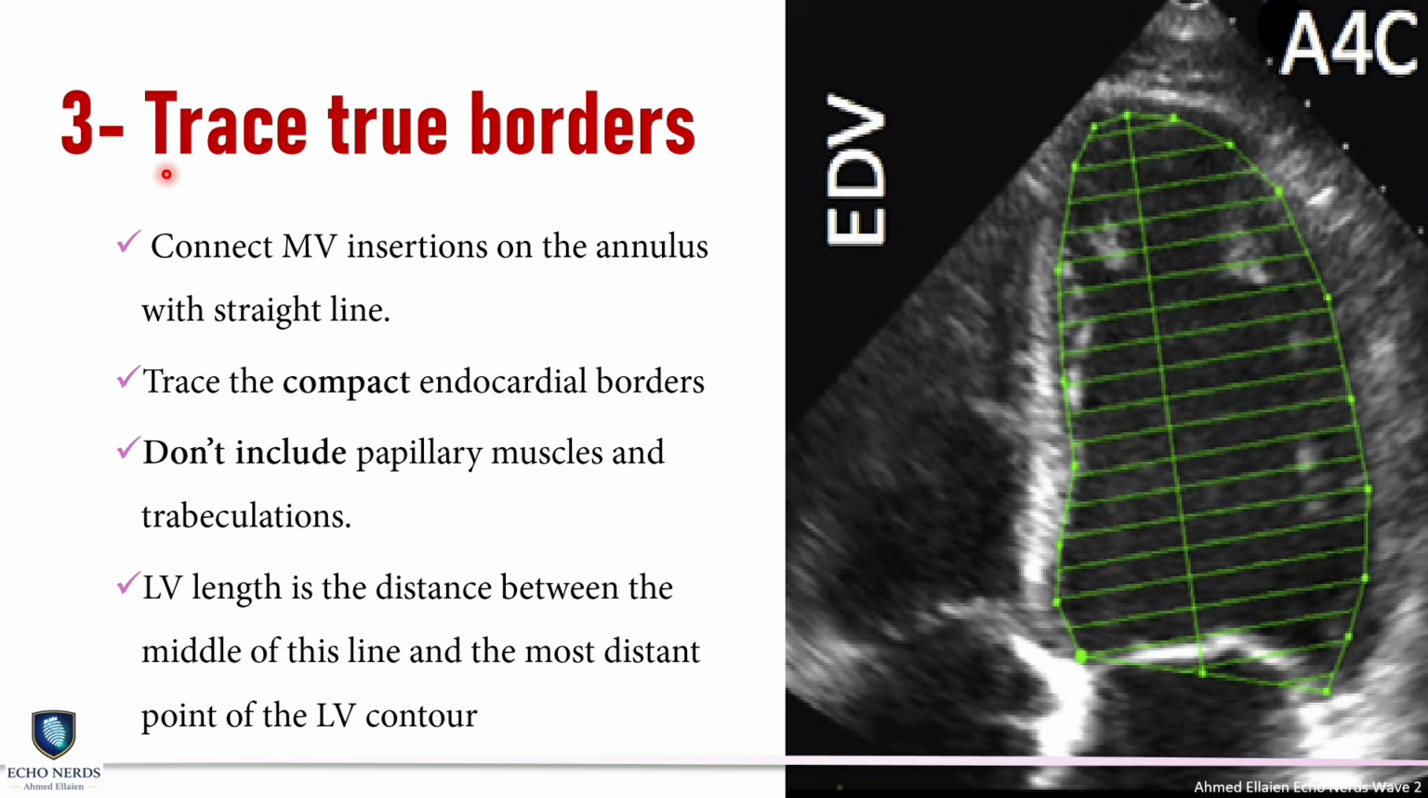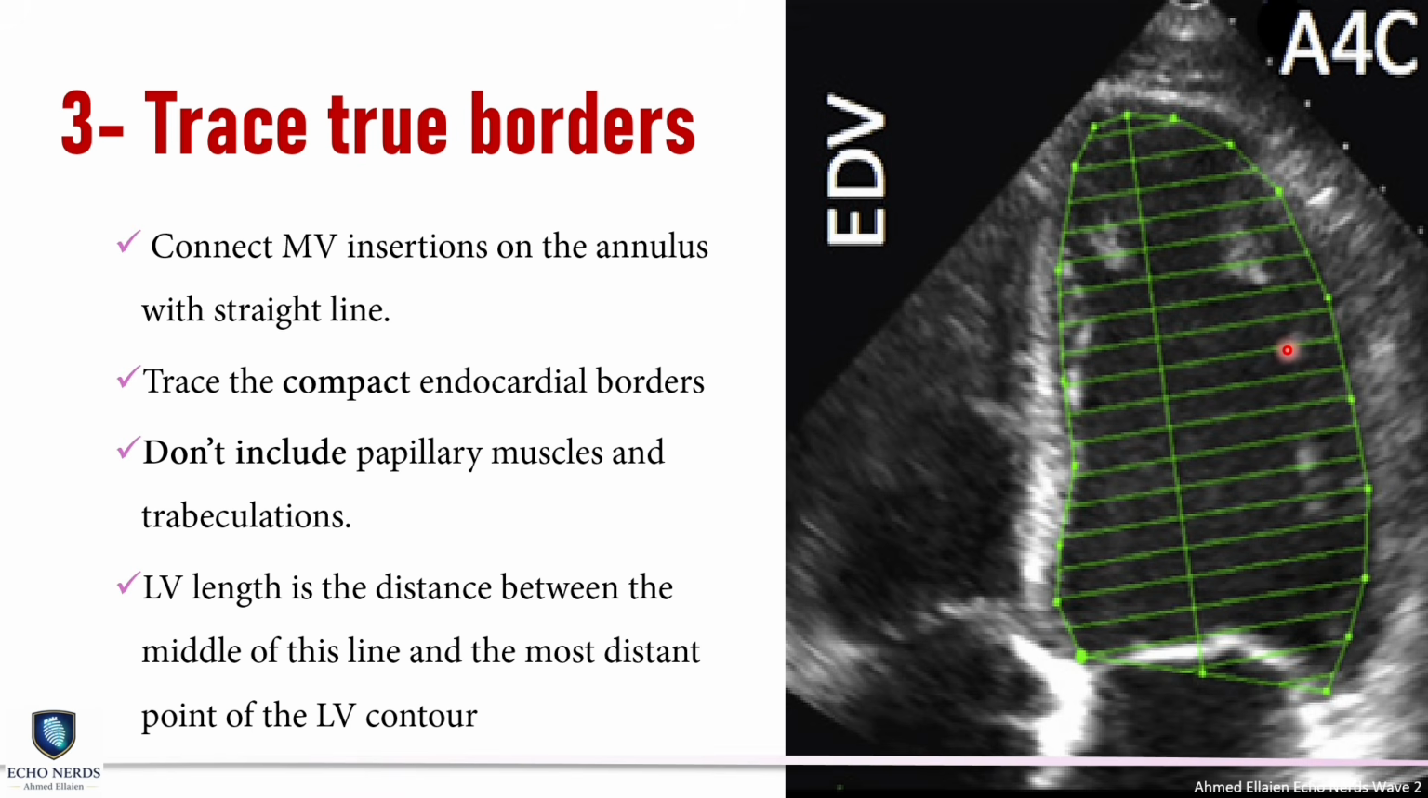The third step is tracing the border. And when tracing the endocardium, carefully follow the true blood tissue interface without cutting into any trabeculations or papillary muscle. Don't trace them, which means that they are part of the cavity. If you look here, we can see that there is a lot of trabeculation and papillary muscle here, and all of them is within the cavity. So we don't trace them.